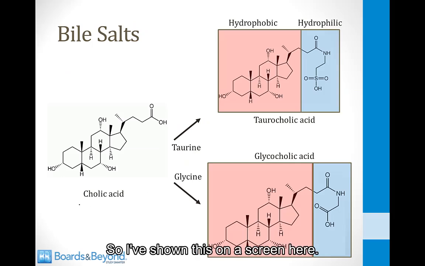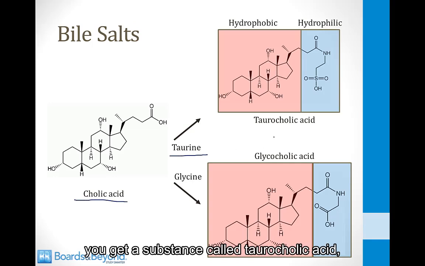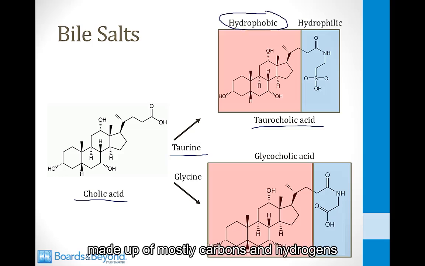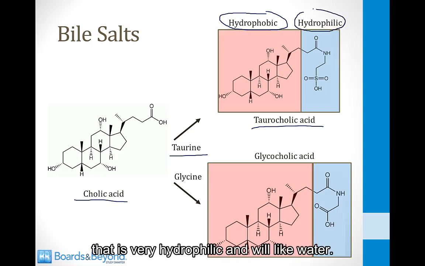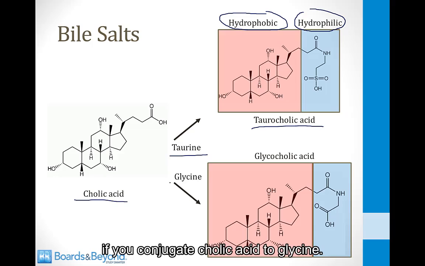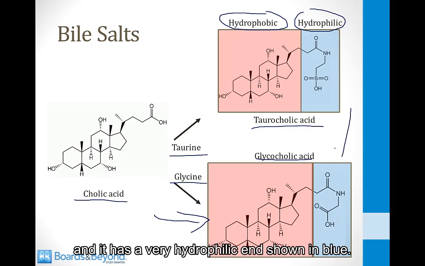So I've shown this on the screen here. If you take cholic acid and you conjugate it to taurine, you get a substance called taurocholic acid, which is a bile salt. It has one end which is hydrophobic, made up of mostly carbons and hydrogens that I've shown in red here, and it has another end which has the taurine conjugated to it that is very hydrophilic and will like water. At the bottom of the screen, I've shown what happens if you conjugate cholic acid to glycine. You will create glycocholic acid. It also has a very hydrophobic end, which is shown in red here, and it has a very hydrophilic end shown in blue.